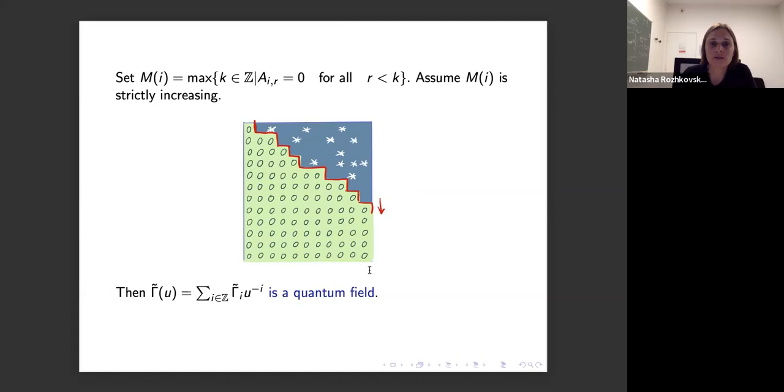Moreover, let us look at this boundary between zeros and the non-zero part. And let's assume that it is an increasing function when i goes to infinity, so that it goes in steps increasing. If we have this situation, then actually when we combine these new operators in a formal distribution, it's going to be even a quantum field. So it will be nice. We can even work with this as a quantum field.